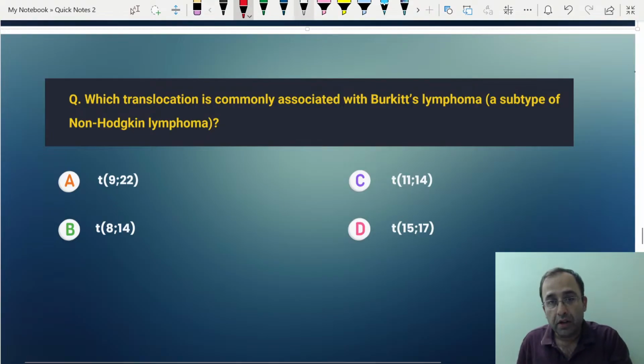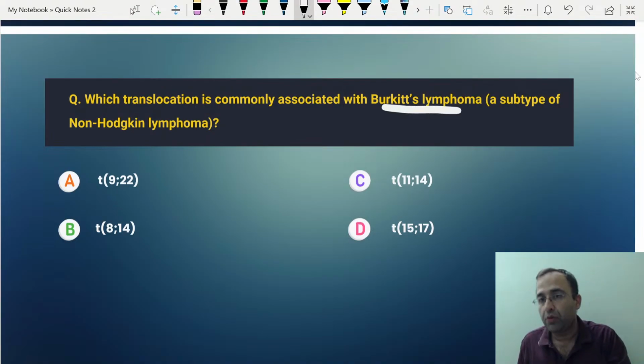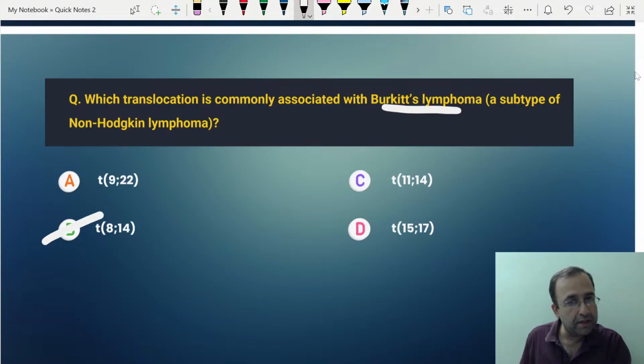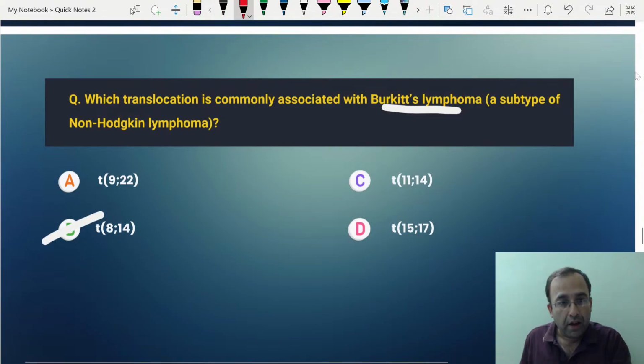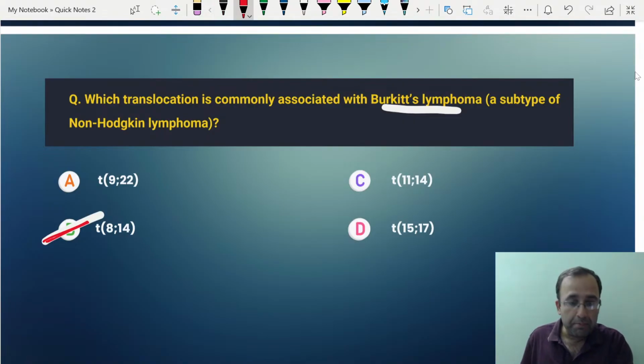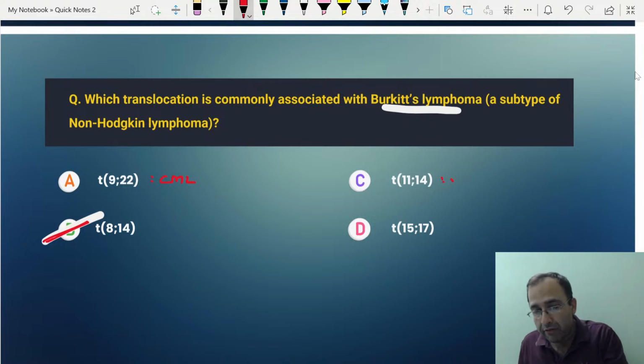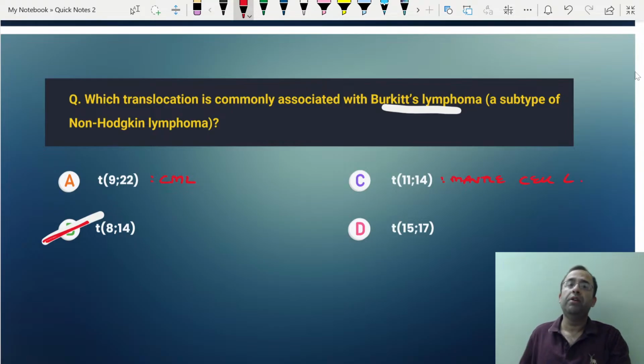Next question. Burkitt's lymphoma. This was an image-based PYQ also, in which the starry sky appearance was asked in the recent FMG exam. So this time they asked you the translocation associated with Burkitt's lymphoma, translocation 8;14. Translocation 9;22, again a PYQ, is seen in CML. 11;14 is the one associated with mantle cell lymphoma, versus 15;17. This is the best type of AML, that is AML M3, acute promyelocytic leukemia.